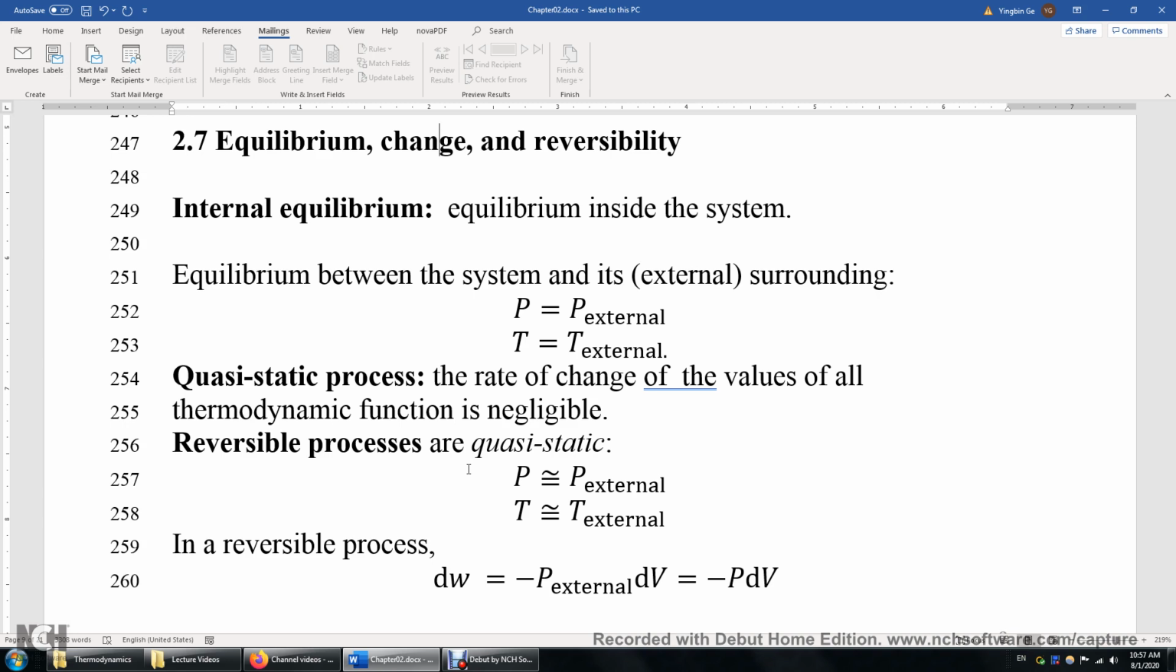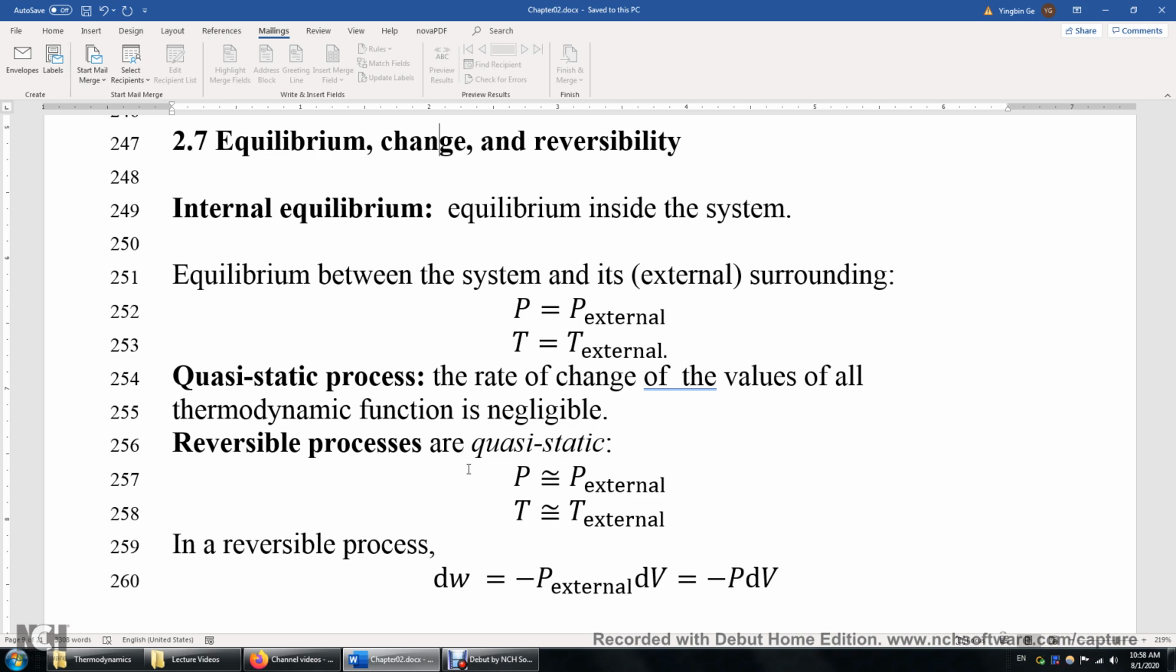If the pressure, temperature, and concentration of all components inside the system is exactly the same everywhere, we say the system has reached internal thermodynamic equilibrium. Also, there is equilibrium between the system and its external surroundings, and it may refer to pressure or temperature. When that's the case, P equals P external, T equals T external.